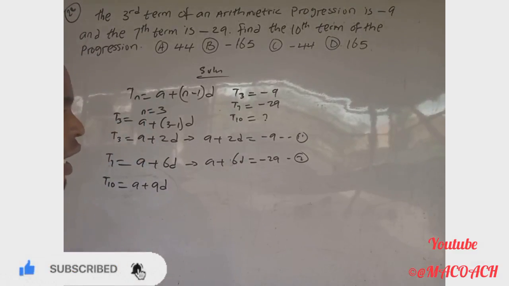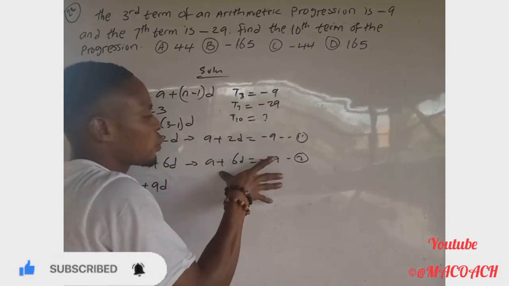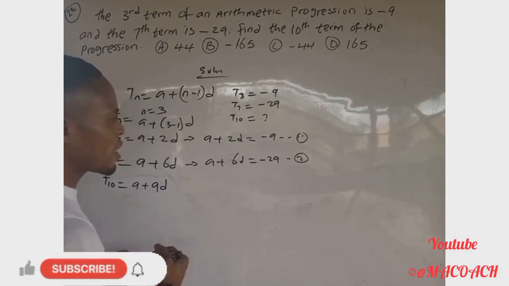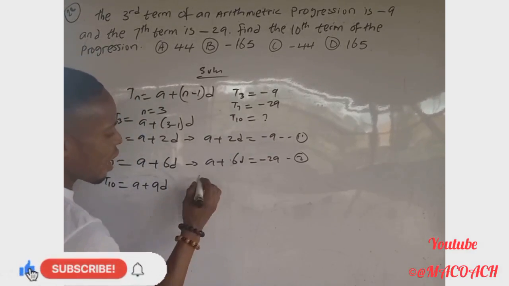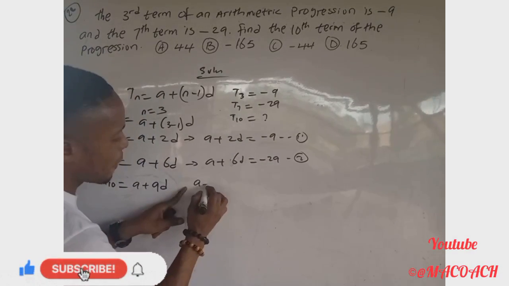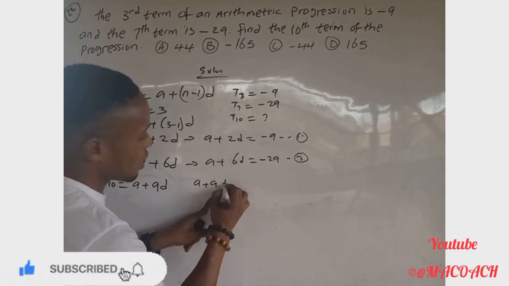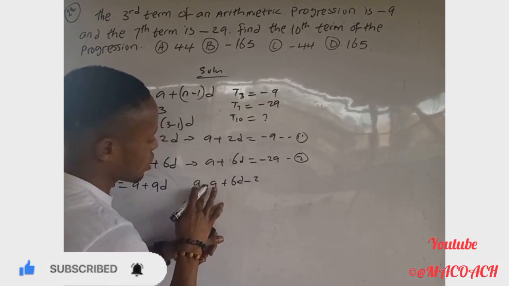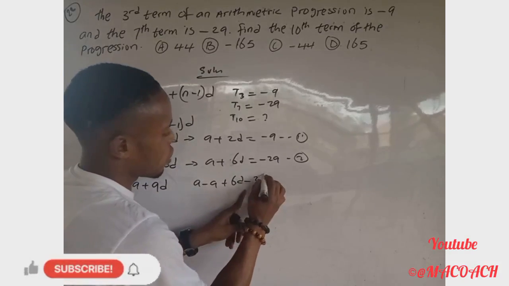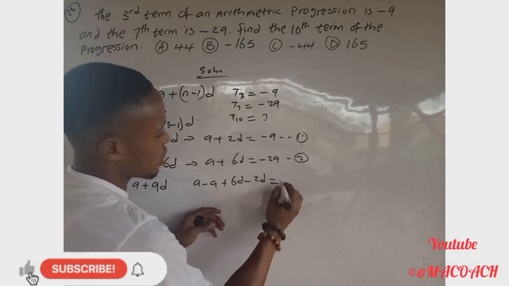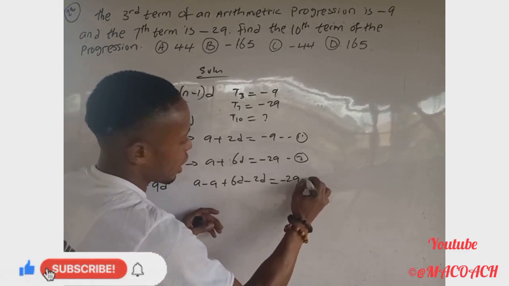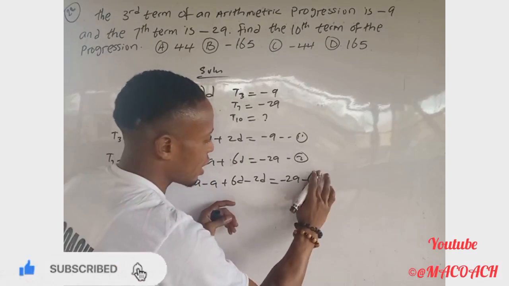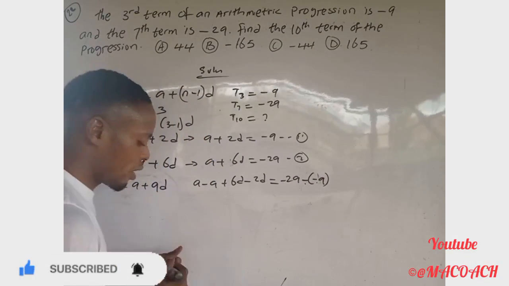What we do here now is subtract equation 1 from equation 2. So to subtract equation 1 from equation 2, we have a minus a, plus 6d minus 2d, equal to, we are subtracting, minus 29 minus, plus, because we have a minus already, a minus 9. Let me put it like that to avoid a mistake.